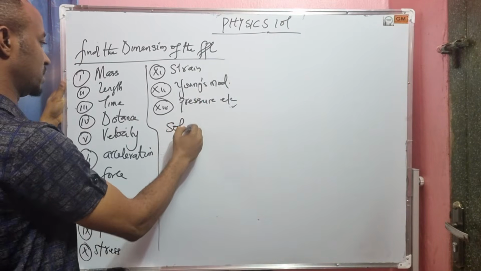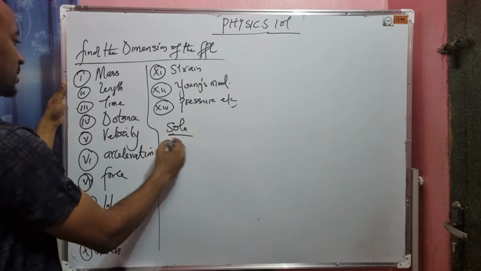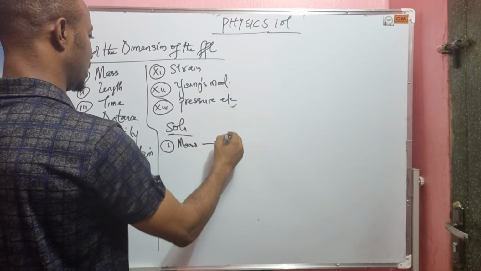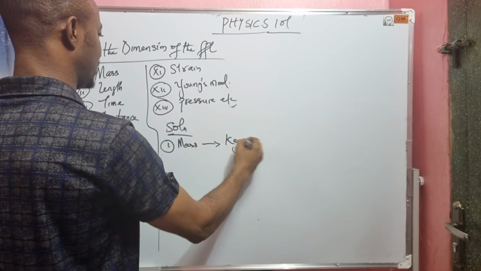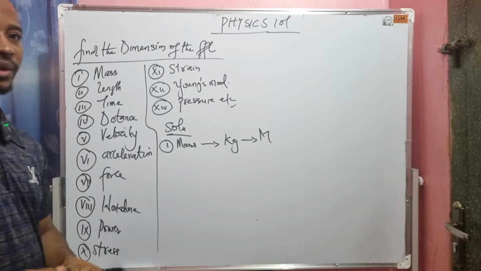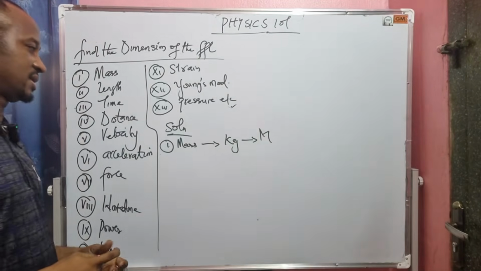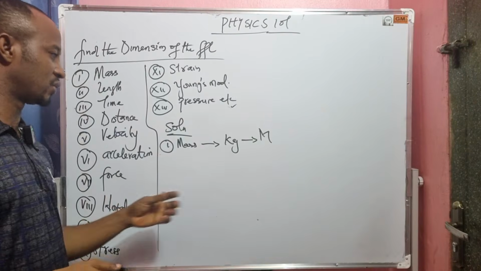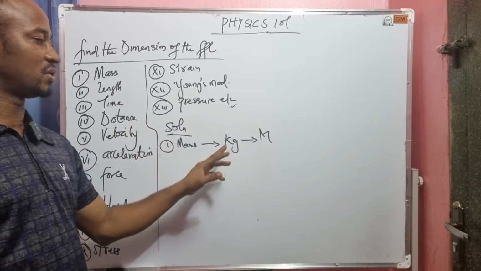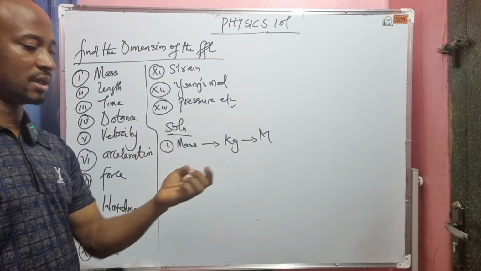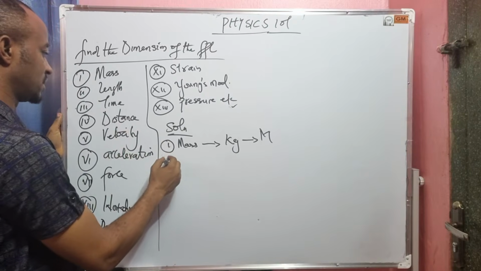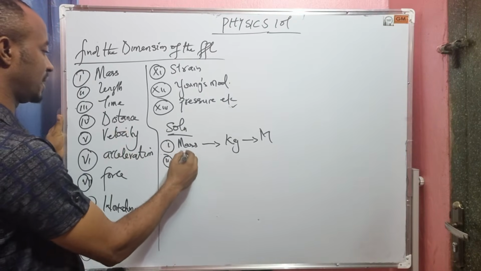Okay. Already we know the solution for the first one. The first one says the dimension of mass. Mass we know is measured in kilogram. The dimension is simply what? Capital letter M. There are two ways we can get the dimension of physical quantities. One way is to take note of their units. Then we say that any measurement in kilogram must have the dimension of capital letter M, right?